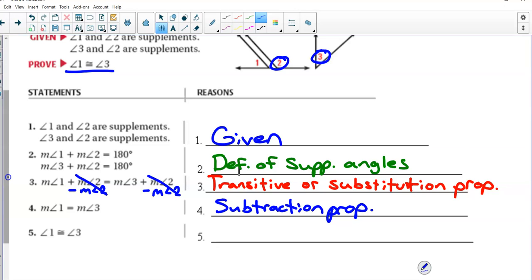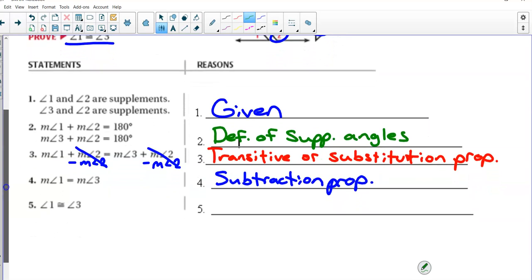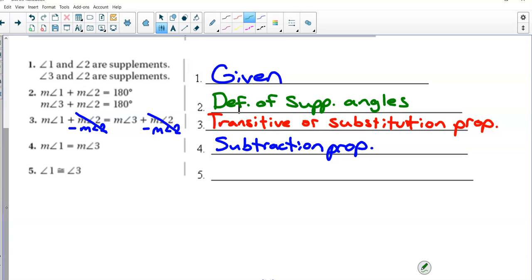And then going from the measure of angle 1 equals the measure of angle 3 to angle 1 is congruent to angle 3. That is the definition of congruent angles. If two angles equal each other, then they are congruent. So, definition of congruent angles.